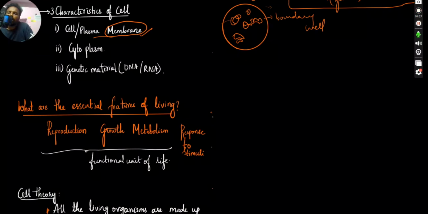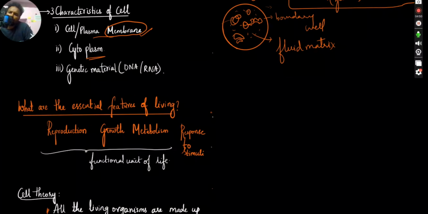Then cytoplasm. All these things should float on some liquid, right? That fluid or liquid matrix which is present in the cell is called cytoplasm. Cytoplasm is the fluid on which all the cell organelles float. Cyto means cell, plasm means fluid, right?